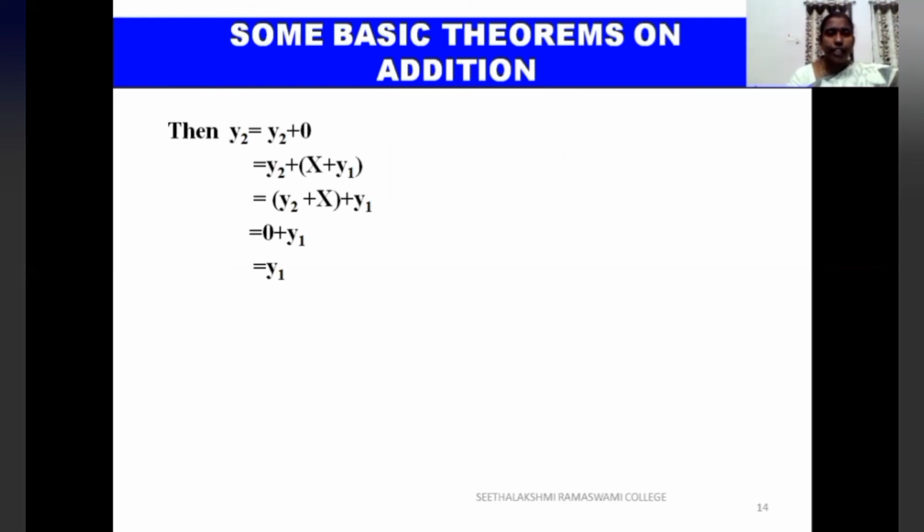So first we take y2 equal to y2 plus 0. 0 can be written as x plus y1. Again, using the associative property, it can be written as (y2 plus x) plus y1, which is equal to 0 plus y1. And using the identity element, we have y1. Finally, we have y2 equal to y1. Hence the uniqueness of negatives.